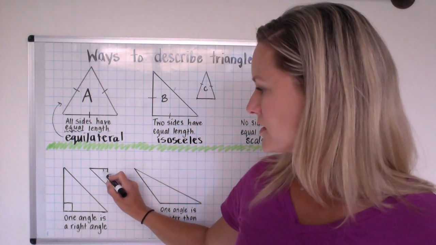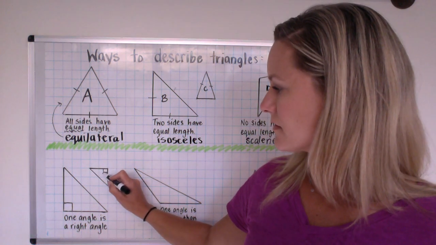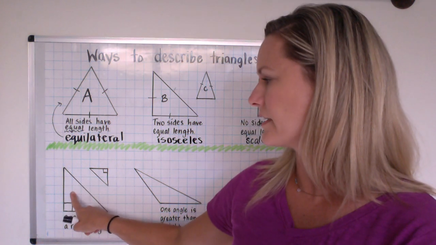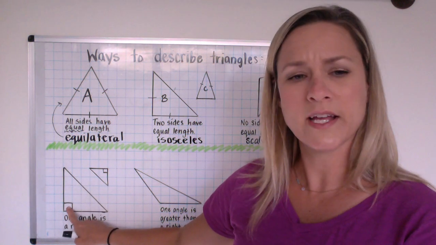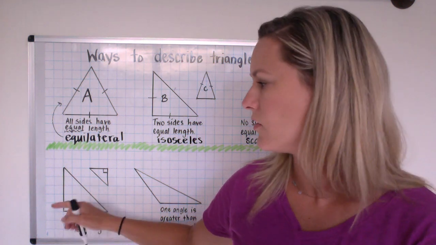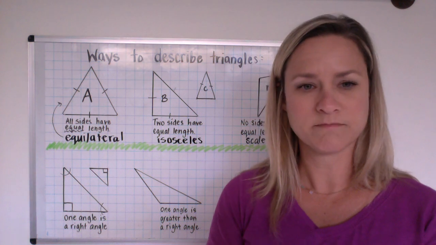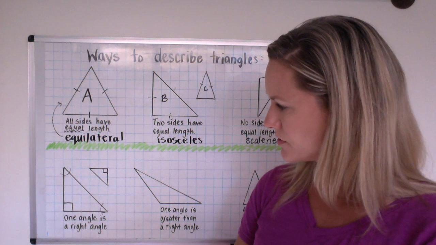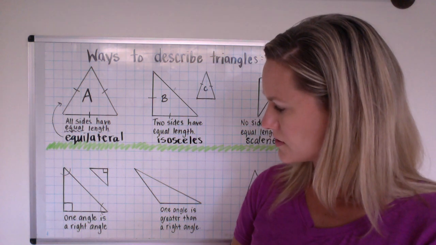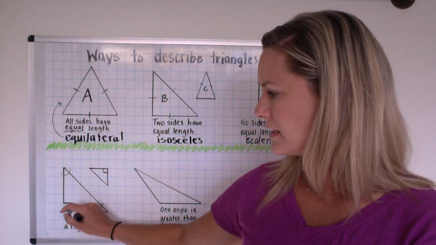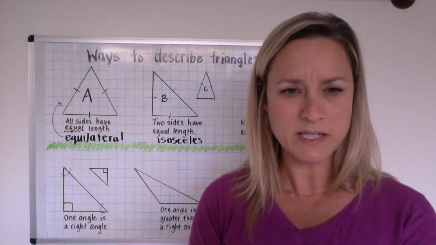Okay, so this one also has a 90-degree angle right here. What do you notice about this triangle? When one has a 90-degree angle, what happens to the other two angles? Are the other two angles bigger or smaller, or greater than or less than the 90-degree angle? Think about that.